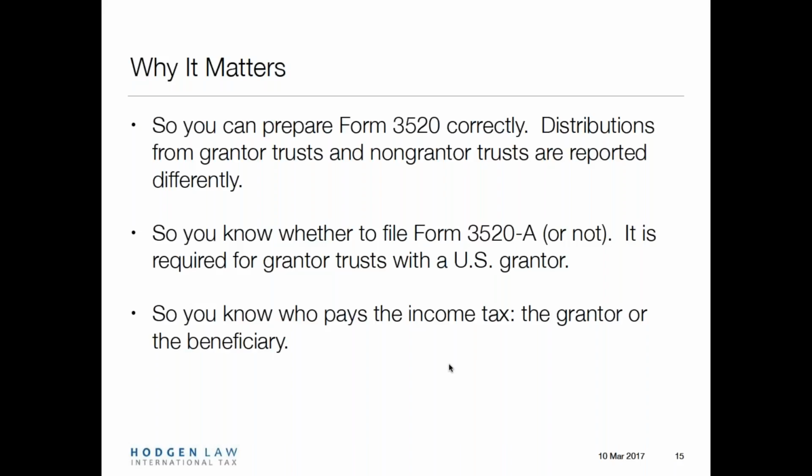So in our situation, we want to know the answer to this question so we can prepare Form 3520 correctly, because distributions from foreign grantor trusts go into a separate section from distributions from a non-grantor trust. We want to know whether Form 3520A is required. Grantor trusts with a U.S. grantor have to file Form 3520A. Other people don't. And of course, the final thing is, who's going to bear the ultimate liability for the income tax, the grantor or the beneficiary?